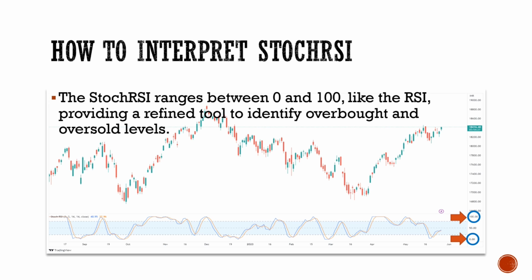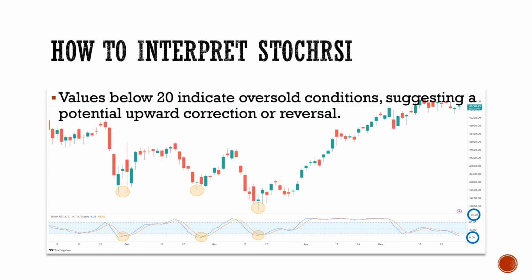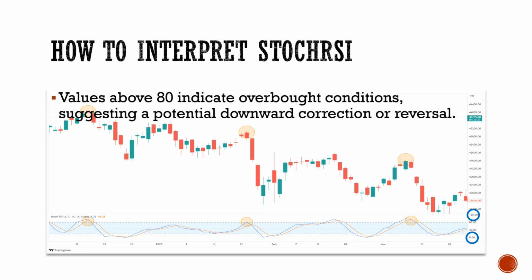The interpretation of the stochastic RSI is similar to that of the RSI and the stochastic oscillator. Values below 20 generally indicate oversold conditions, suggesting that the price may be due for an upward correction or a potential reversal. Conversely, values above 80 typically indicate overbought conditions, suggesting that the price may be due for a downward correction or a potential reversal.